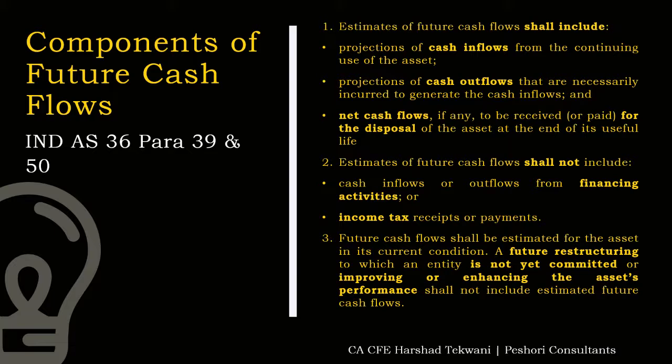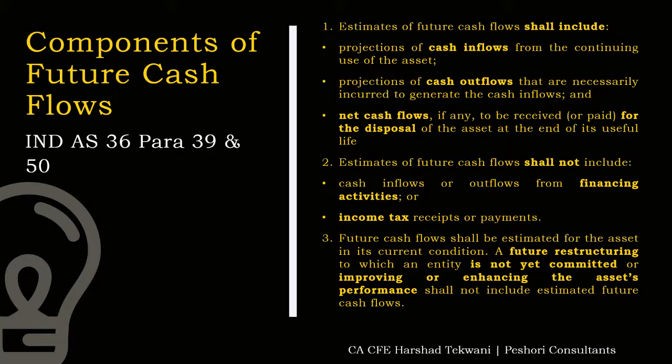So that cash outflow I also need to recognize. Further, I also need to recognize the net cash flow from selling this asset. So at the end of 5 years, when I sell that asset at the end of its useful life, whatever amount I will receive, I also need to consider in my cash flows. So in total, I need to consider the cash inflow, the income which I will derive; the cash outflow directly attributable to that cash inflow; and third, the net cash flow, the amount I will receive at the time of disposal of the asset.